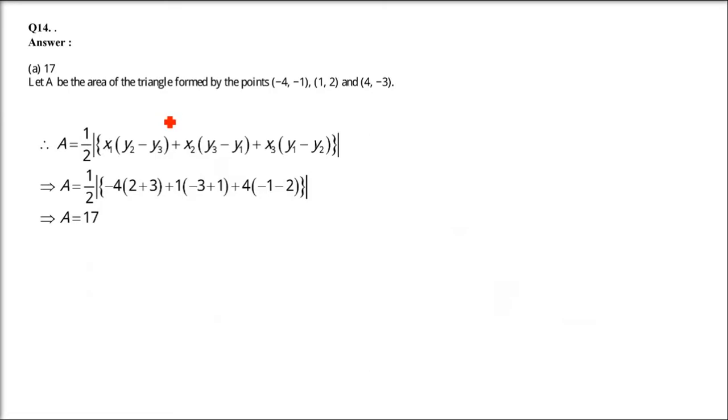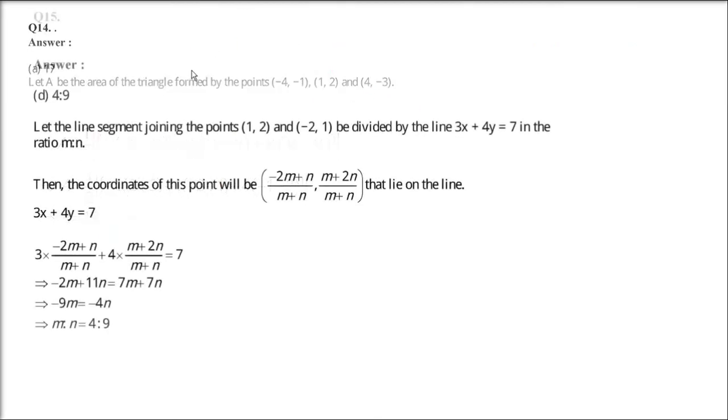Question number 14. The area of triangle with vertices at these 3. I hope you will be able to do it. We have done a question like this. We don't directly have a formula. Half, x1, x2, x3 on the first column, y1, y2, y3 on the second column, 1, 1, 1 in the third one. So x1 is minus 4, y1 is minus 1. x2 is 1, y2 is 2. x3 is 4 and y3 is minus 3. So just put it here, you'll get the area as 7.